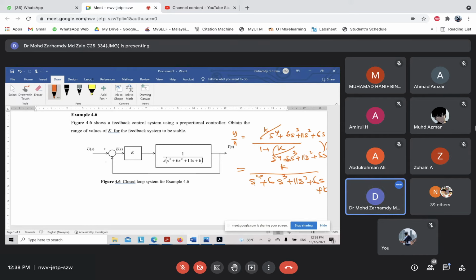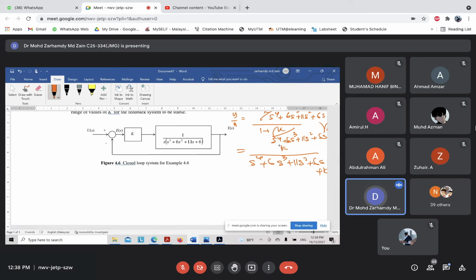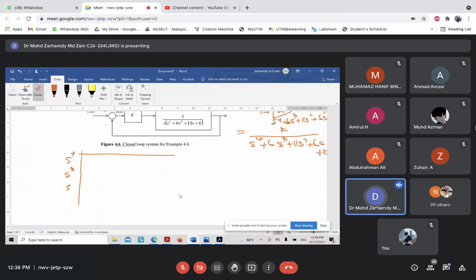Okay, try to do it. Can you make this, and then come up with the Routh array table, and follow the procedure to substitute all the related coefficients into the table. So we have S to the power of 4, 3, 2, 1, and 0. Okay, can you try? 5 minutes.